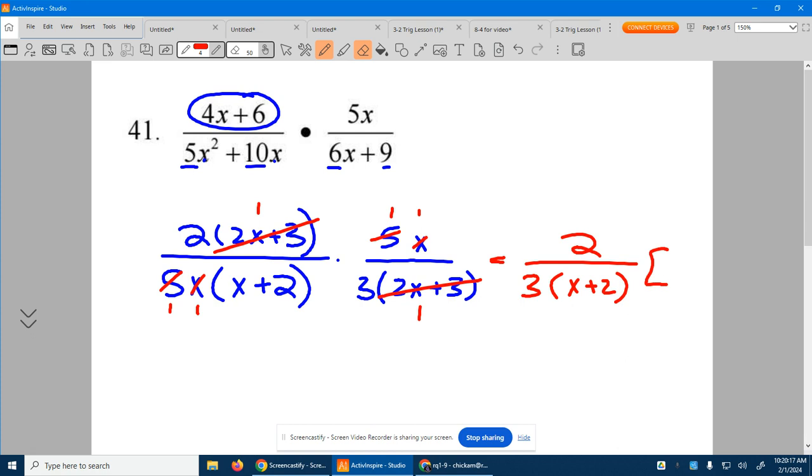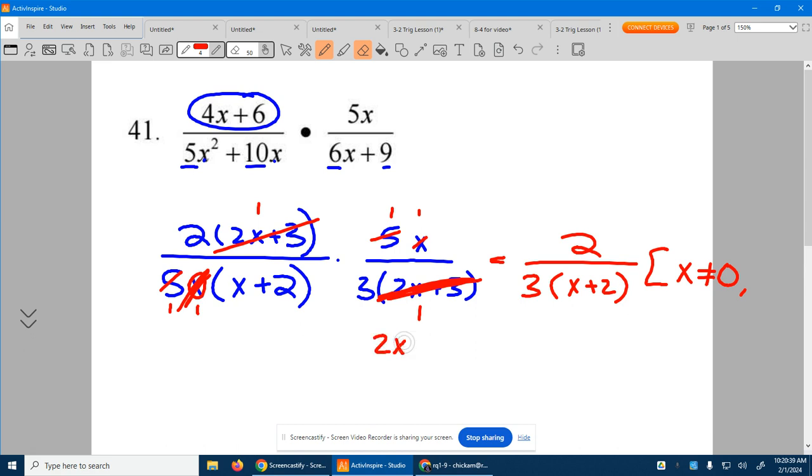Now, I told you not to worry about the excluded values, but let's talk about them. Since this crossed out and the x crossed out, you can't have x be a 0. So x can't be a 0 right there, because if that's a 0, the whole thing is going to end up being 0 in the denominator. That messes us up. The other thing that we can't have happen, it's going to be obvious that x can't be negative 2, so we don't need to state that really.